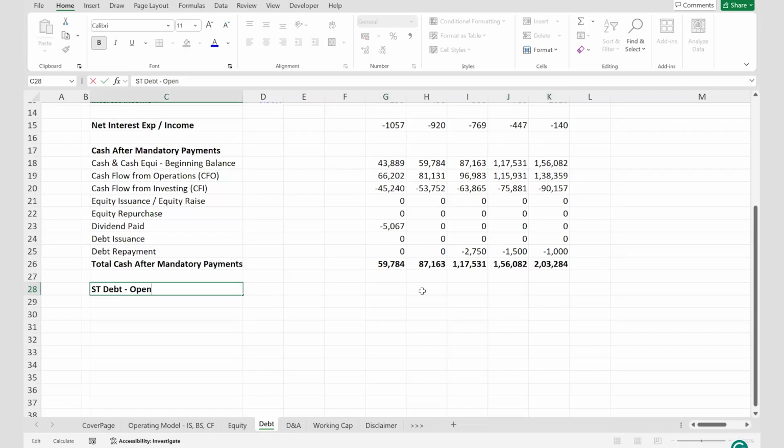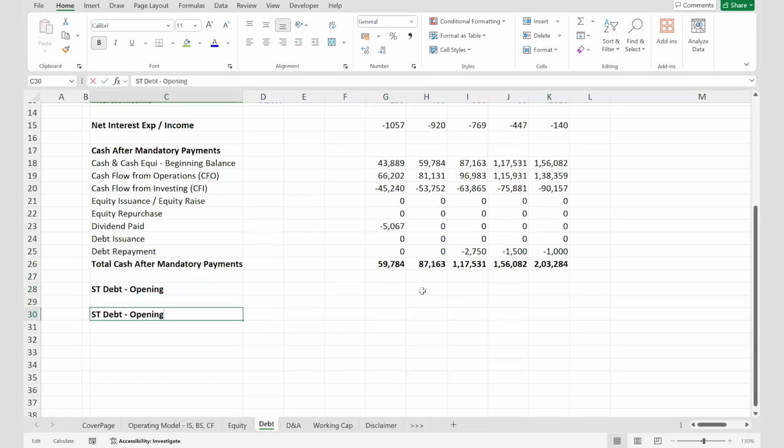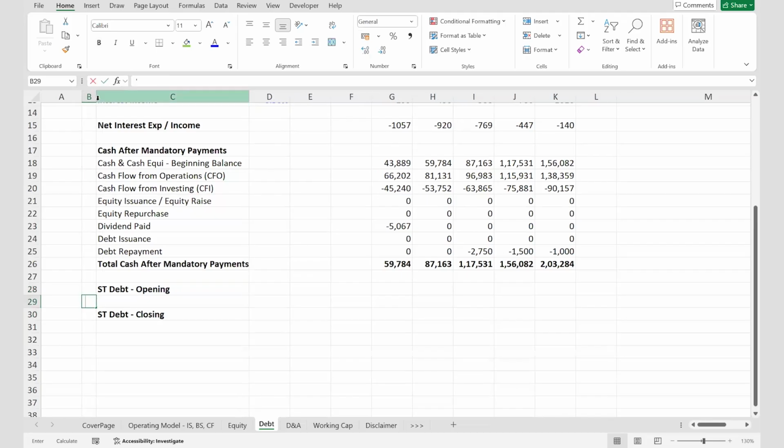Yes, sir. The point is you already have a lot of cash sitting on the balance sheet. So in such a case, the chances are that you may not need short-term debt, because if you have a lot of cash, why would you raise debt? But still we need to check. We will do short-term opening and closing, and issuance slash repayments.